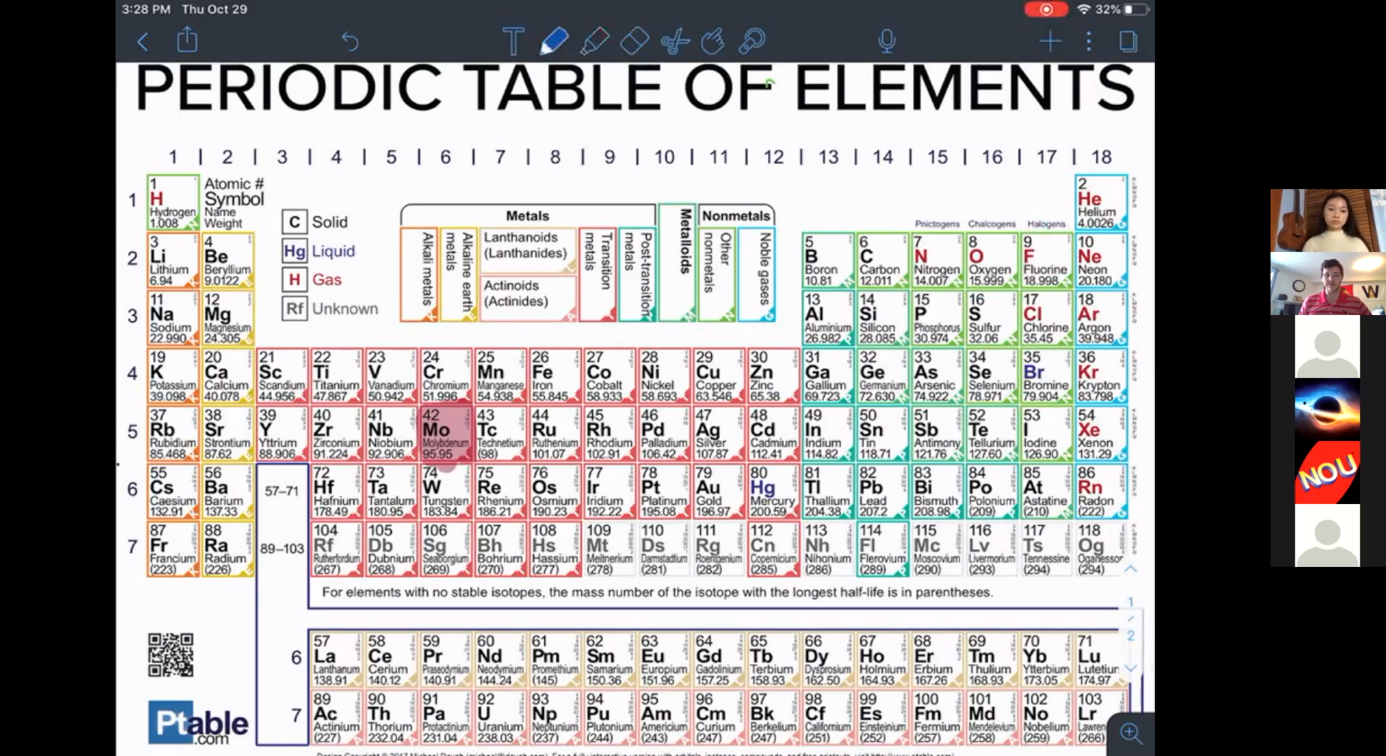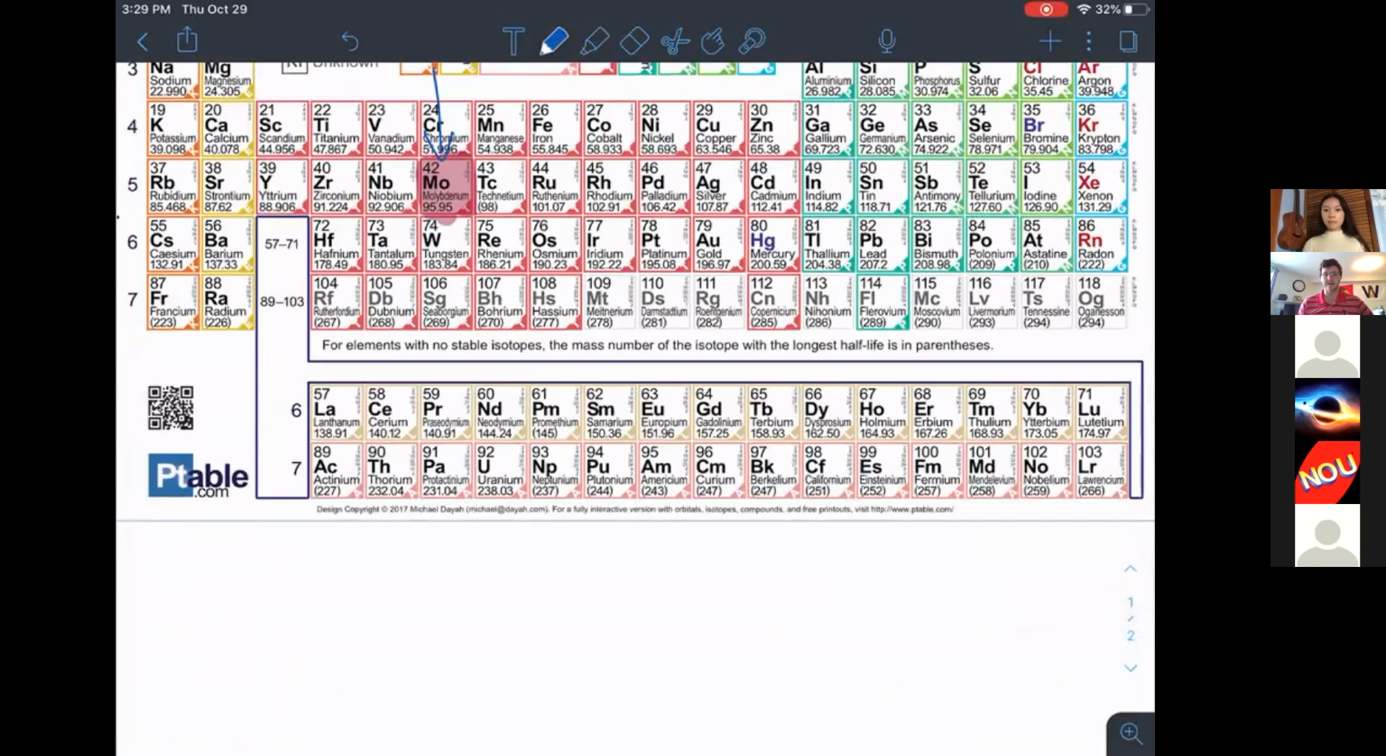The next question asked about the electron configuration of molybdenum. So it doesn't go away. But what is that electron configuration of molybdenum? I got a few answers. Anybody want to say theirs out loud? You can do shorthand, longhand, whatever you want.